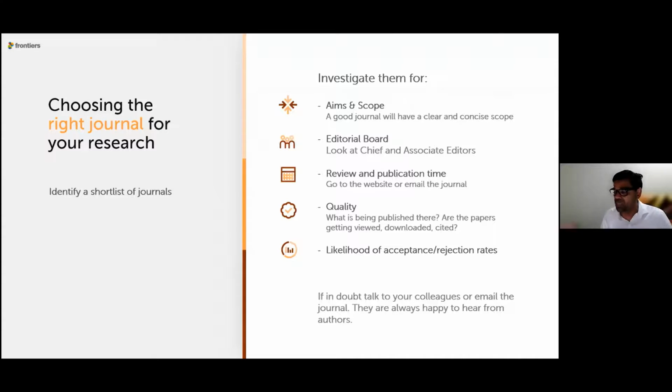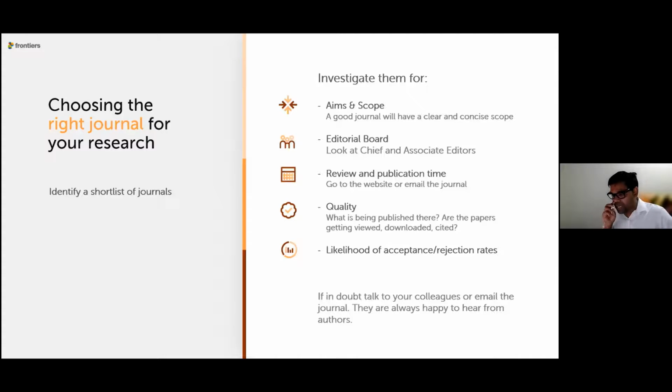As I mentioned, some journals have only 10% acceptance, and if you are in a hurry, don't submit there and then keep sending emails saying, oh, I need this for my interview, can I have these results? So you need to really see likelihood of acceptance or rejection rates. And if you doubt, consult your colleagues, and I'm also happy to hear from our Frontiers team. They can also help you, okay?